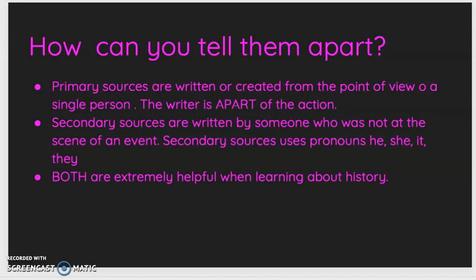Both are extremely helpful when learning about history. So hopefully now you have some more information about primary and secondary sources.